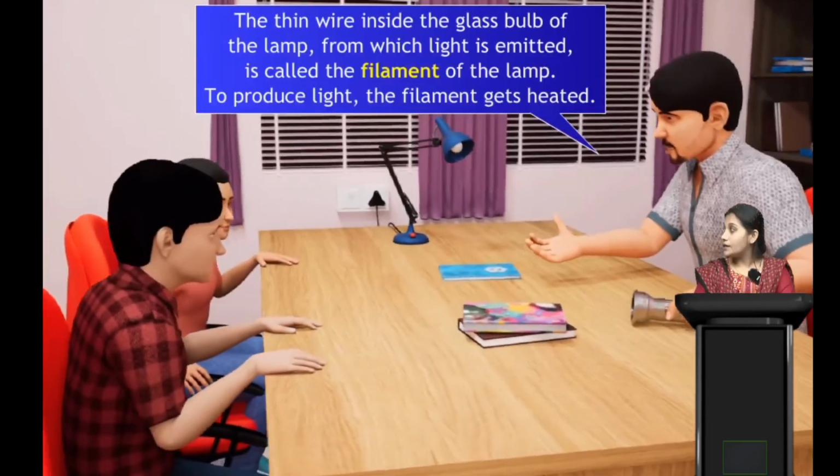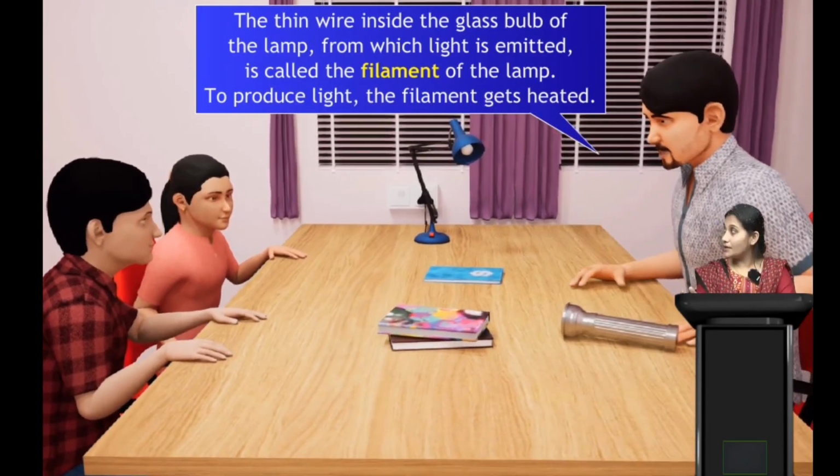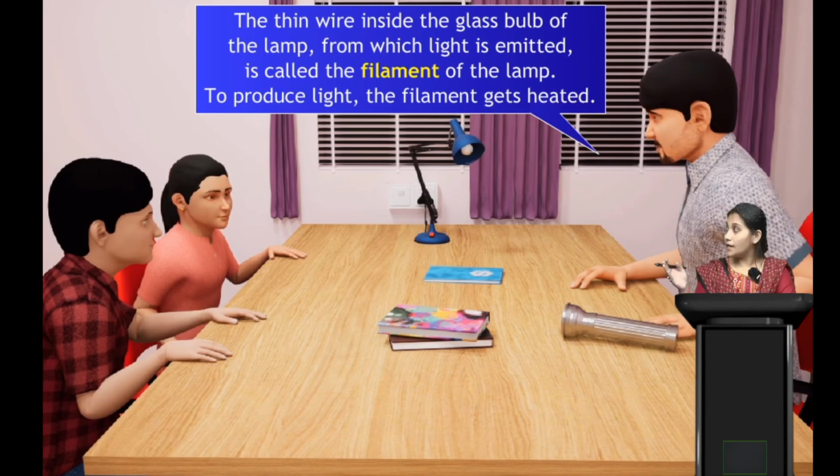Let's see what happened. Now his father is saying that the thin wire inside the glass bulb of the lamp, from which light is emitted, is called the filament of the lamp. To produce light, the filament gets heated. This thin part inside the torch is called the filament of the lamp, and from this filament the light is emitted. When electricity passes, the filament gets heated, and because of this heat the light is emitted.